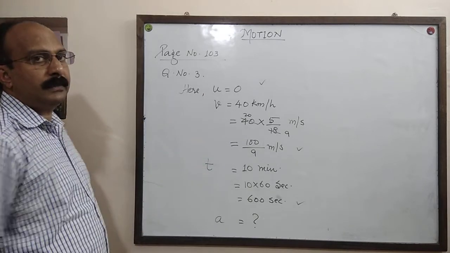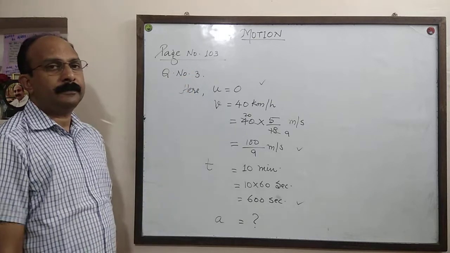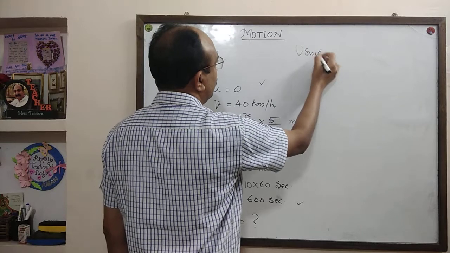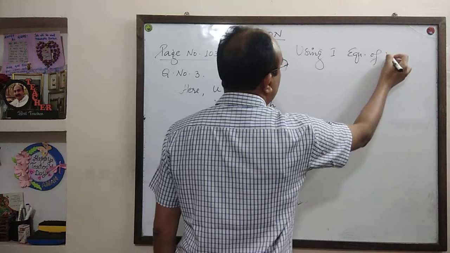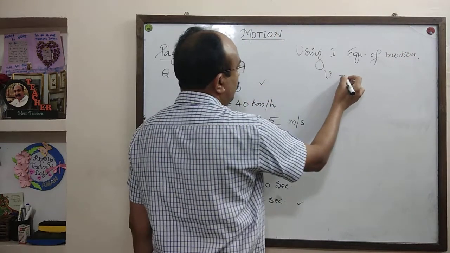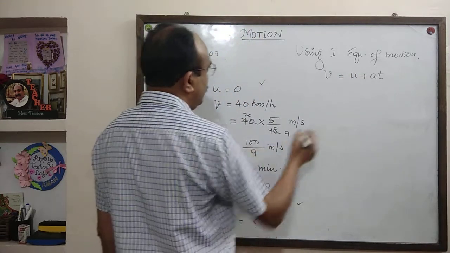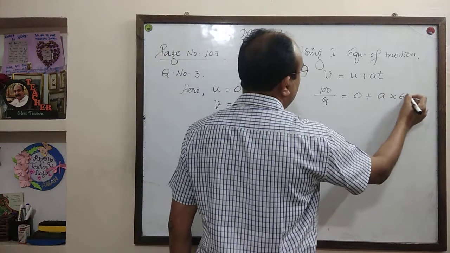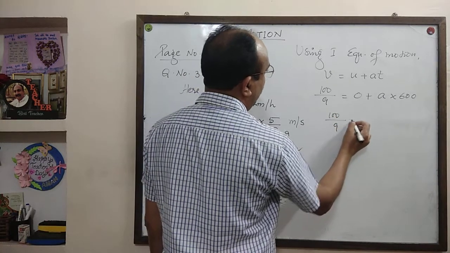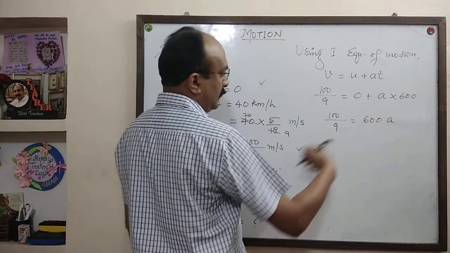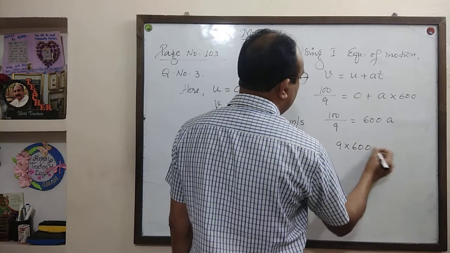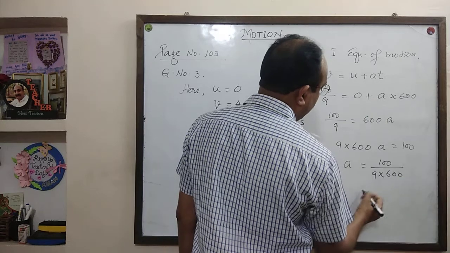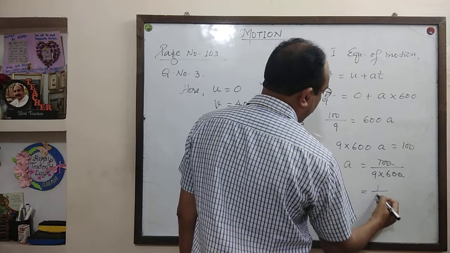u, v, a, t. Which equation relates u, v, a, t? The first equation of motion relates u, v, a, t. So using the first equation of motion, v is equal to u plus at. V means 100 upon 9, u is 0, a unknown, t is 600. That is 100 upon 9 is equal to 600 a. Cross multiply: 9 into 600 a is equal to 100. A is equal to 100 upon 9 into 600, which is equal to 1 upon 54.